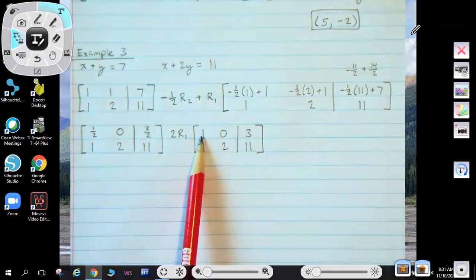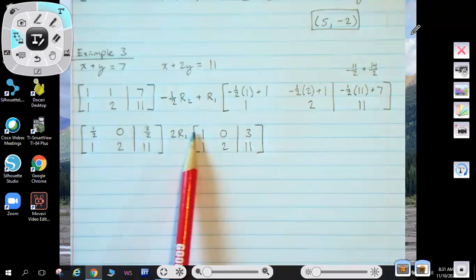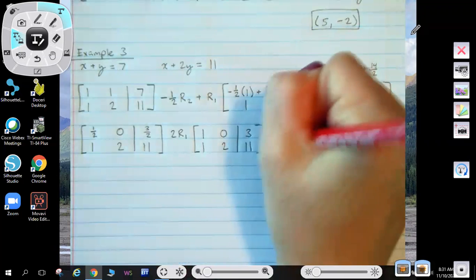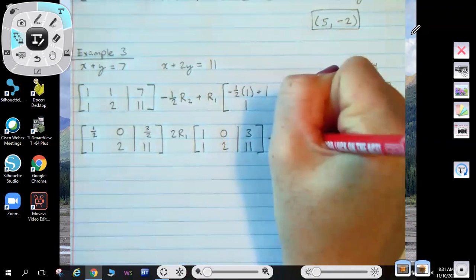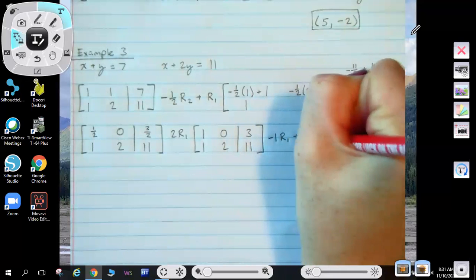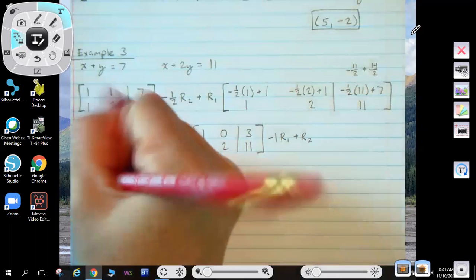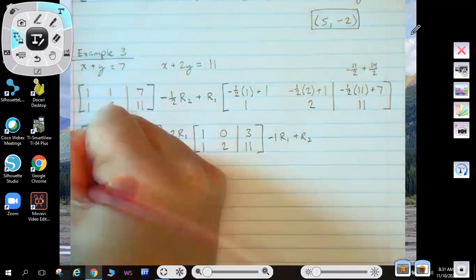So I would need this first row to become a -1 right here, so that when I add it to this +1, it would become 0. So the way I get this first row to have a -1 here is by multiplying by -1. So we're doing -1 times row 1, and then we're going to add it to row 2. And I'm going to do that down here where I have space.